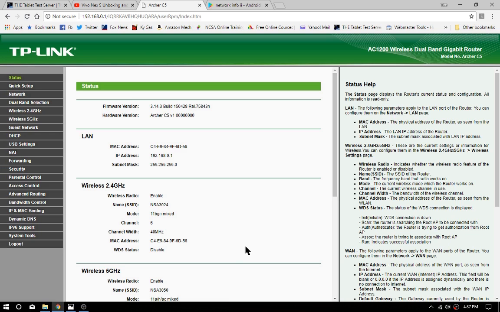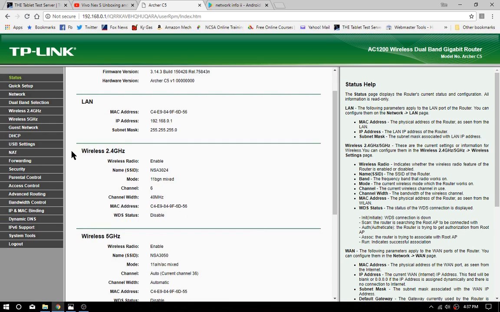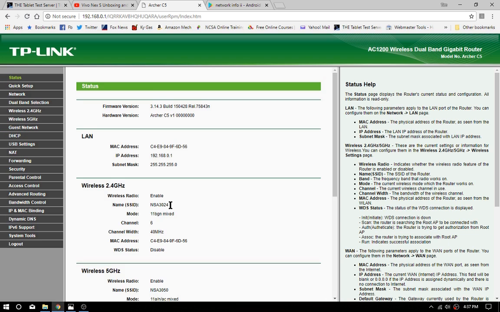Okay, now you'll notice the wireless connection on 802.11 BGN is the same as the LAN. Of course it is.